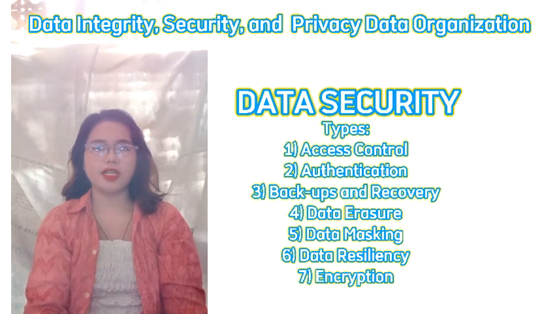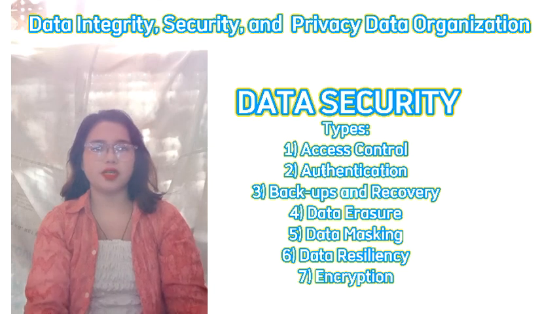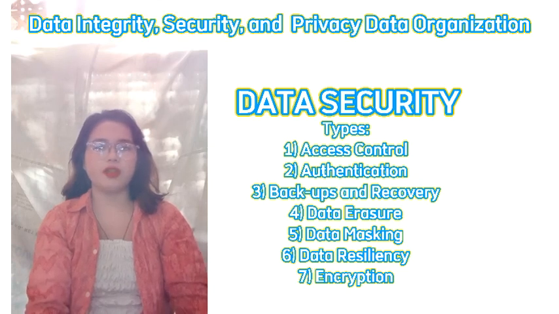Sixth, data resiliency. Building resiliency in your hardware and software means that events like power outages or natural disasters won't compromise security. Seventh, encryption. A computer algorithm transforms text characters into an unreadable format via encryption keys.